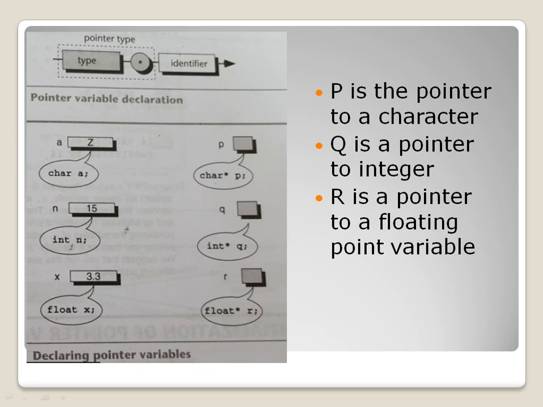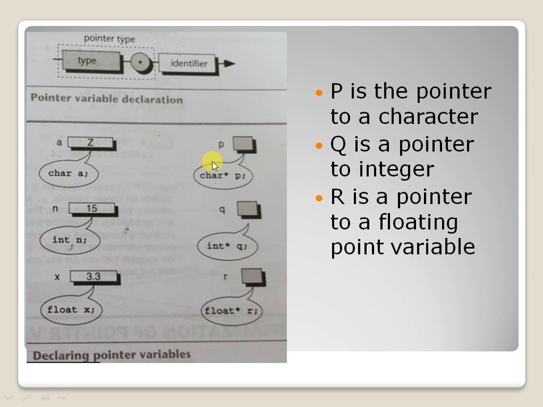If you see on the top, the syntax of the pointer is as follows. You have to declare the type first, then you have to use star as the operator, followed by the identifier. So let's see. You have a character a, just as simple as you define the basic data type, basic character. Then you have integer n. So this is the data type and the variable name. Float x, x is the variable name, and float is the data type.